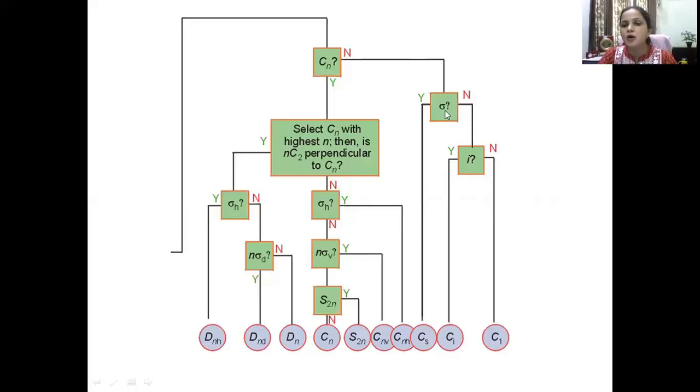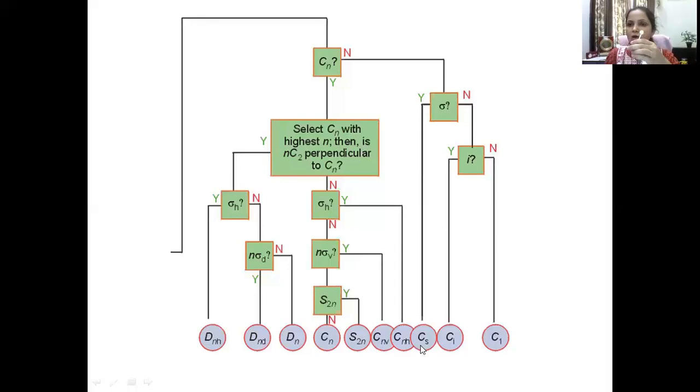Then we look for what type of mirror planes are present in the molecule. Now we are looking at the sigma, meaning the mirror planes. If the molecule is possessing a mirror plane, but there is no Cn present, no rotation axis in the molecule, but only the mirror plane, an example is a planar molecule.